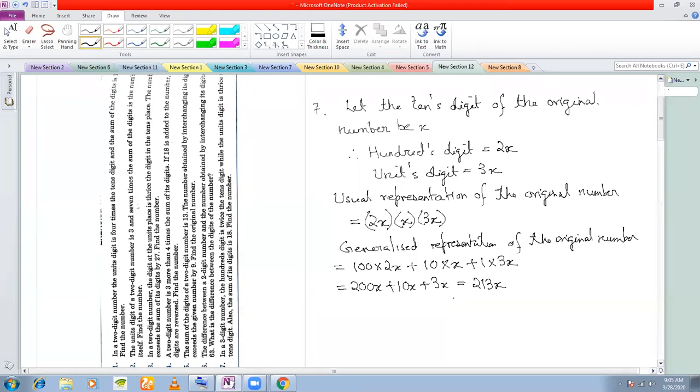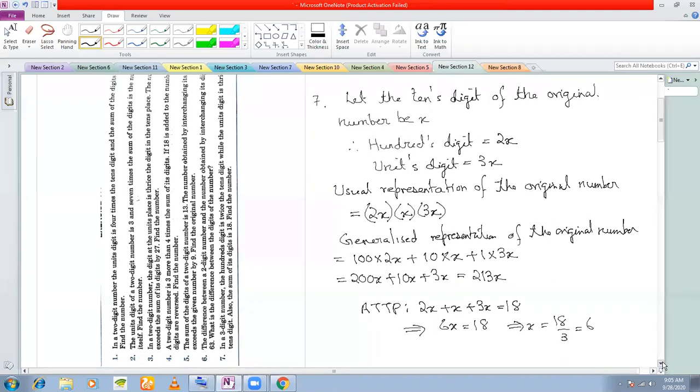Now look at the second condition. It is given that the sum of the digits is 18. So according to this problem, the sum of the digits is 18. That means 2x plus x plus 3x must be equal to 18. Let's solve this equation. You get 6x is equal to 18. That means x is equal to 18 by 6, which is 3. So we've got the value of x.